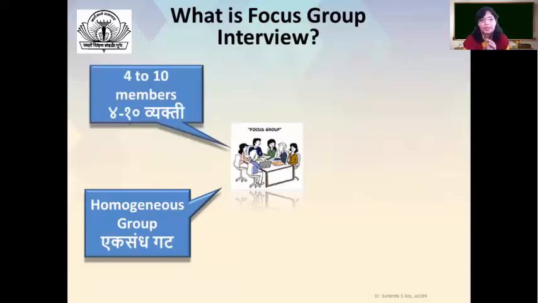It's a group which consists of 4 to 10 members. It's a small group. The reason for having a small group is that each and every group member gets a chance to express their views, their opinions during the interview. If you have a larger group, there are chances that every member will not get an opportunity to speak or express their opinions, and therefore it is a small group of 4 to 10 members.